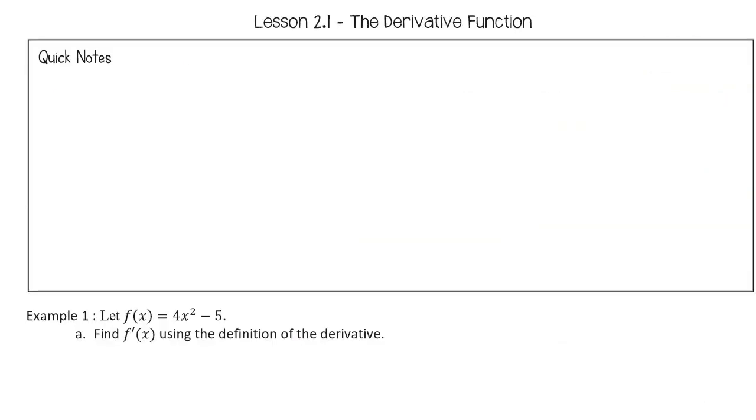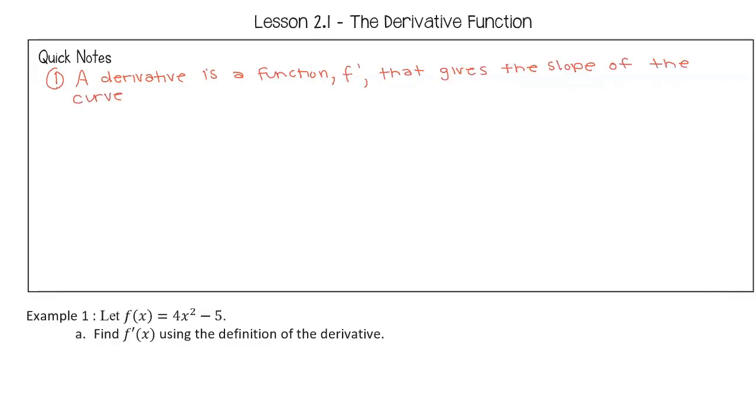Okay, let's take some math notes. The first thing is a derivative is a function, f prime, that gives the slope of the curve f at any x value. And for right now, the way we calculate the derivative is by finding the limit of the difference quotient, or the instantaneous rate of change function, which is the limit as h approaches 0 of f of x plus h minus f of x all over h.